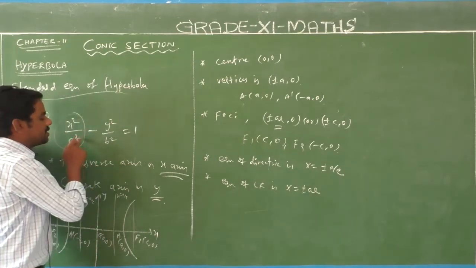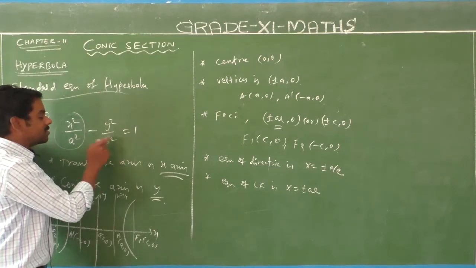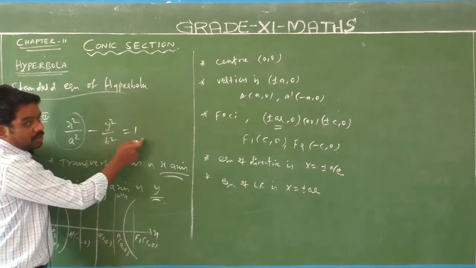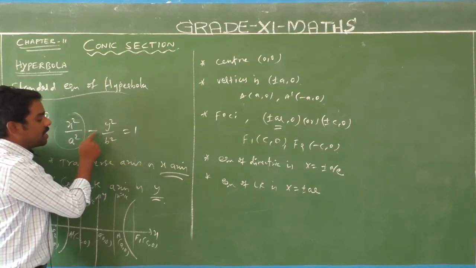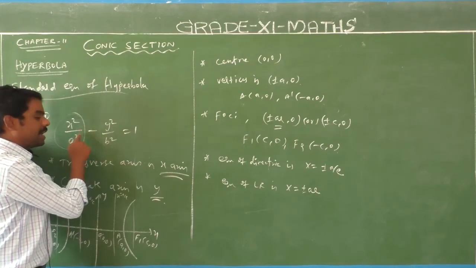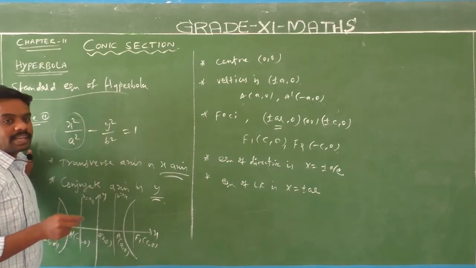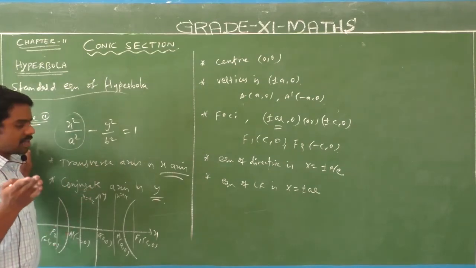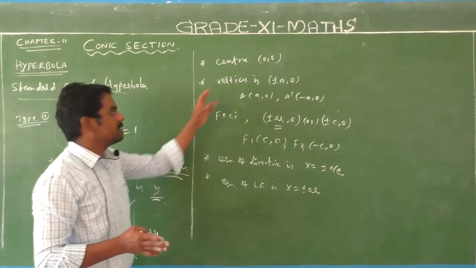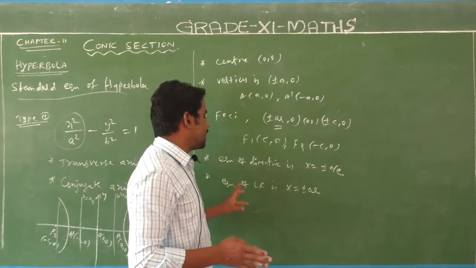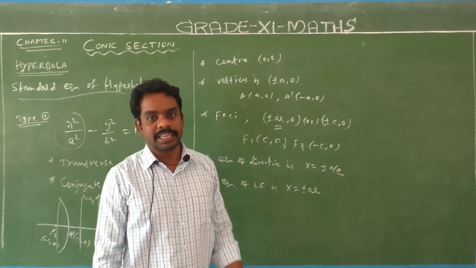It is the same as the ellipse equation, type 1 with the major axis along the x-axis, but one thing is different. Here it is x squared by a squared minus y squared by b squared equal to 1, but the ellipse equation is x squared by a squared plus y squared by b squared equal to 1. In the hyperbola equation the coefficient of y squared is negative. The curve is different, but the center, vertices, foci, equation of directrix and equation of latus rectum are the same. Both are the same in type 1.